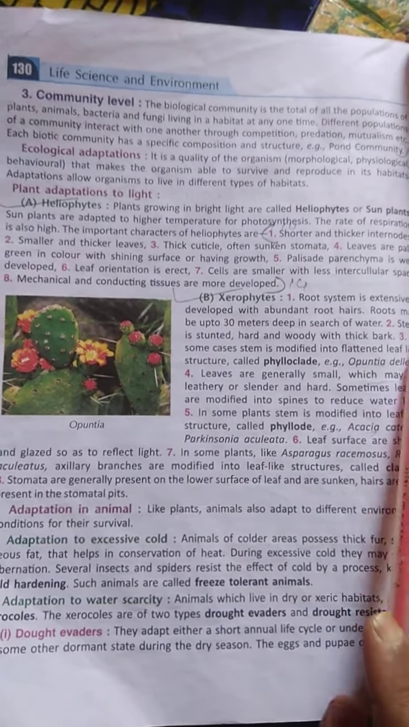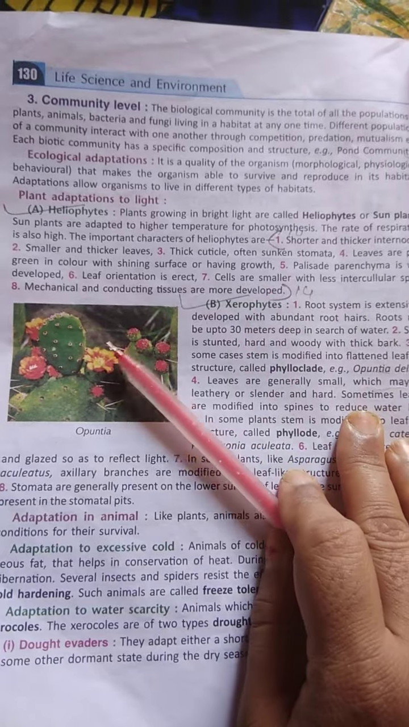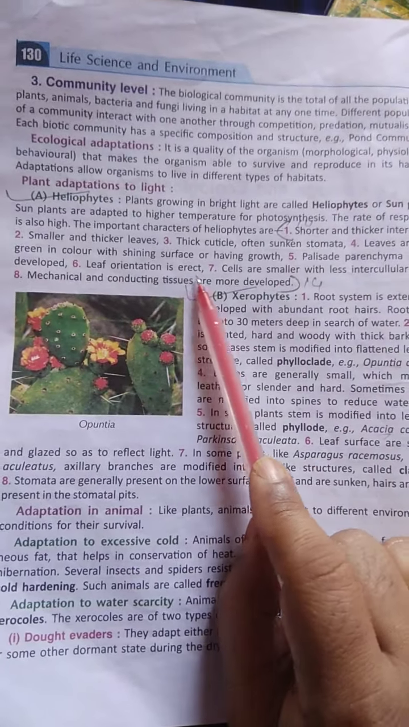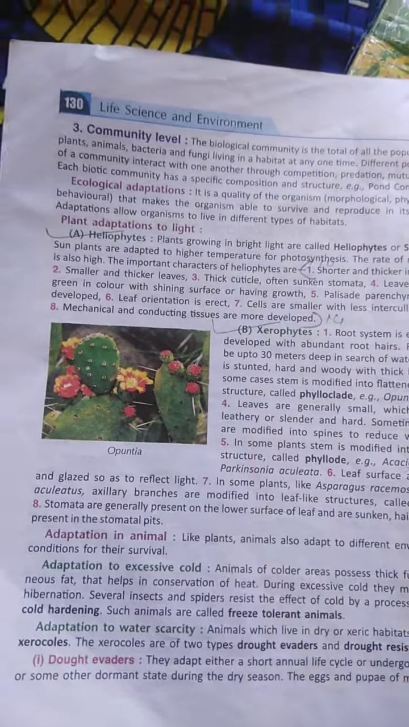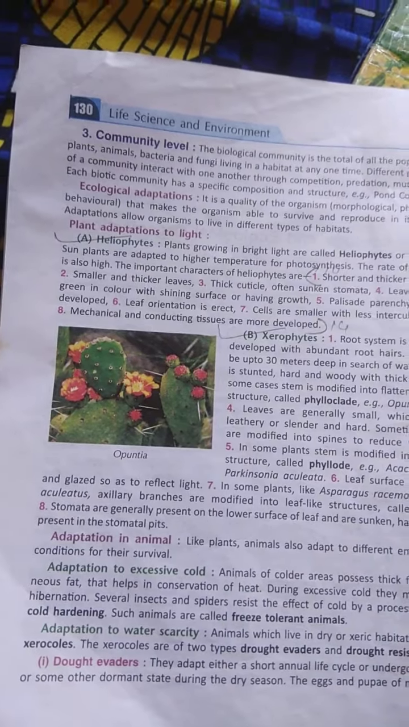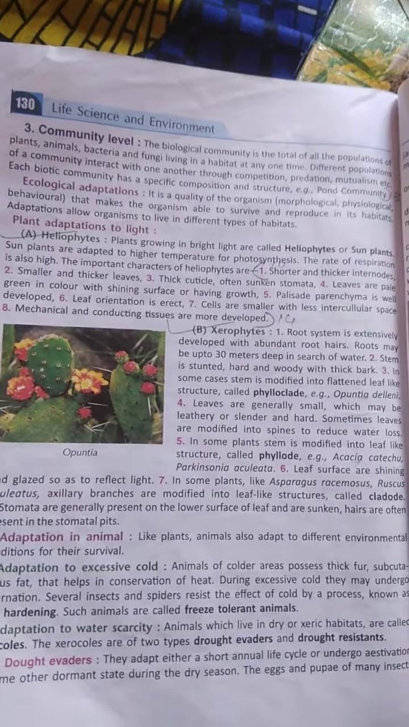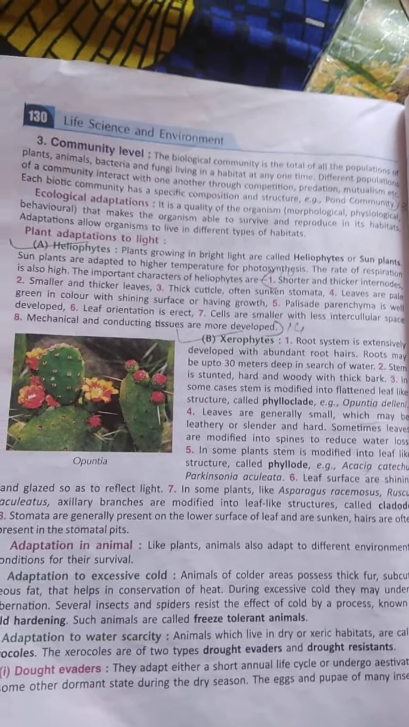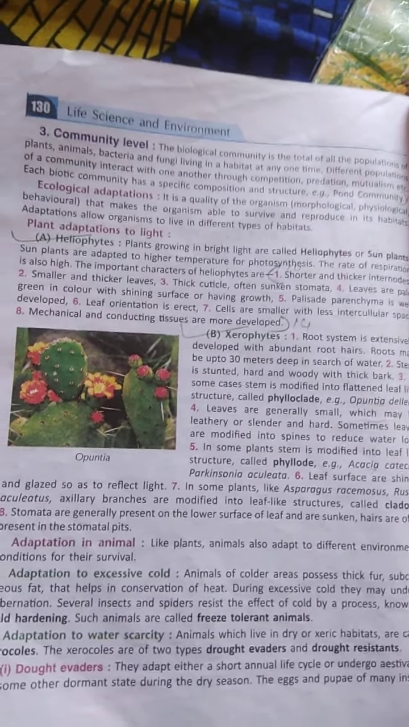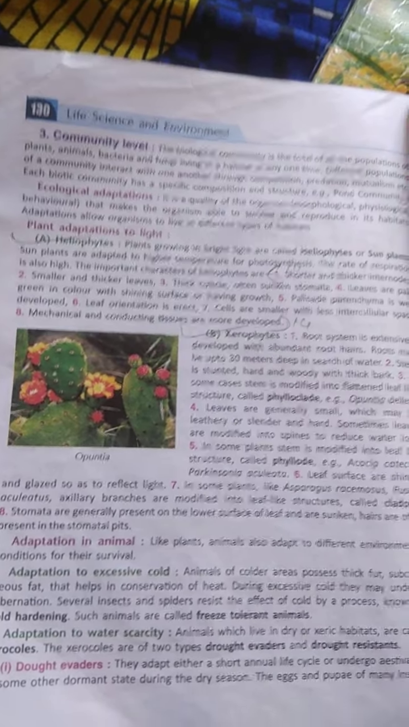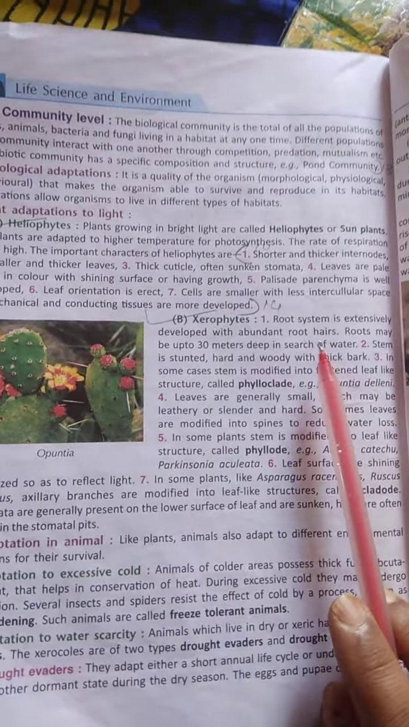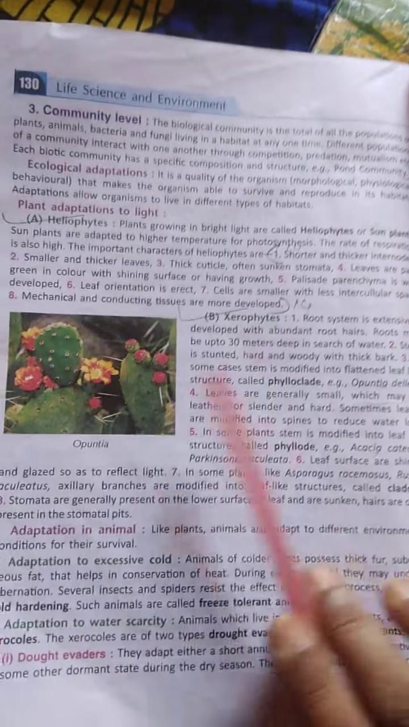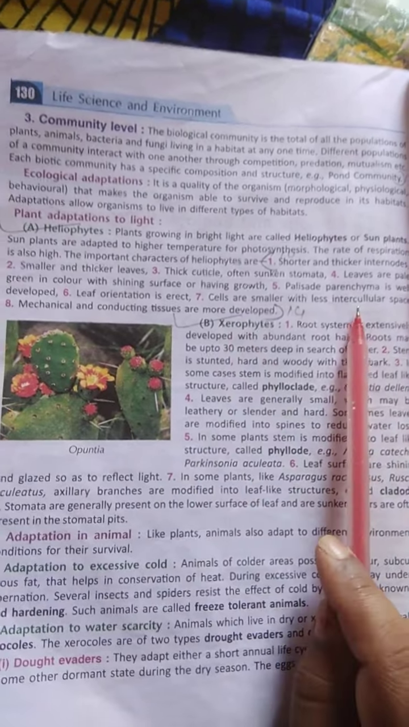Internally, the palisade parenchyma is well developed, and leaf orientation is erect, so that it does not get more and more light. If the leaves were transverse or dorsiventral, they would get more and more light, so they remain erect. Cells are smaller with less intercellular space, and mechanical and conducting tissues are more developed.